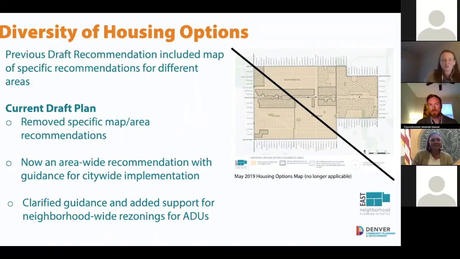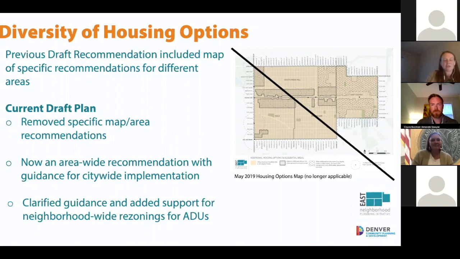For those of you who attended our workshop in November, we had a lot of conversation about what the right way was, how we should go about recommending more housing options. We heard concerns about some areas feeling targeted by being on the map, while others felt left out, that they didn't have an opportunity for additional housing options if they weren't in one of those areas. So based on that input, we removed that map from the plan. It's not in the draft.